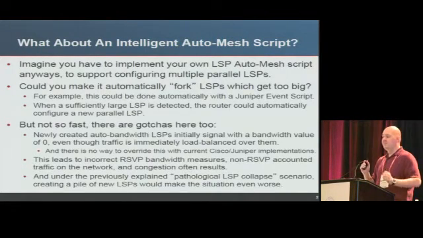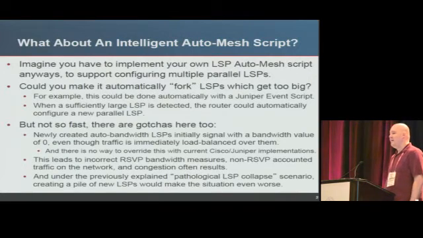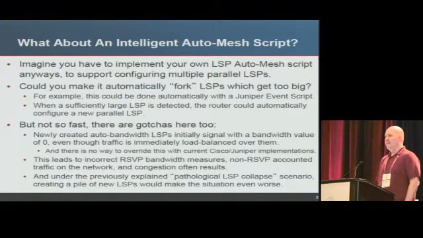You're creating congestion. And there's really no way in any of the current Cisco or Juniper implementations to override this. There's not an initial bandwidth setting, so you can't compensate for something like this with an external tool. And like I said, it can lead to the whole pathological LSP collapse scenario.